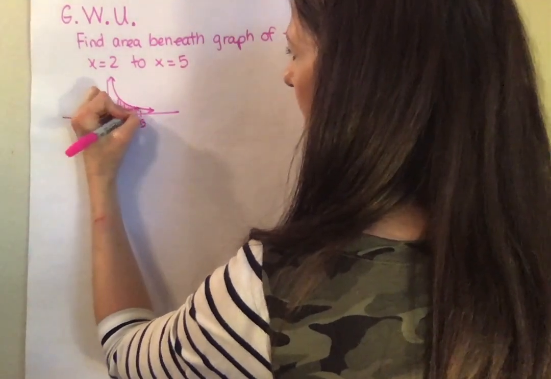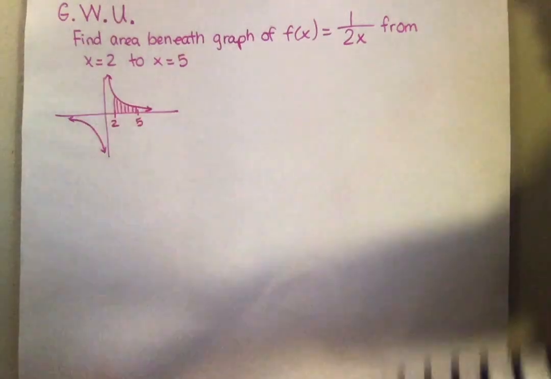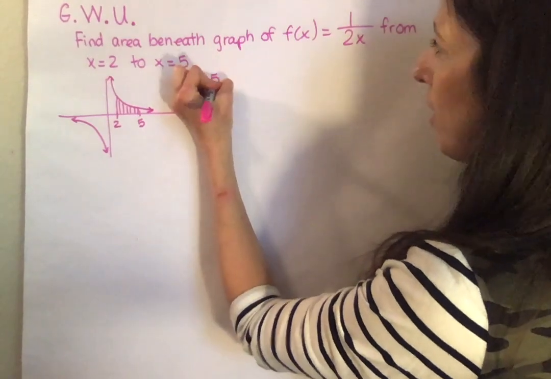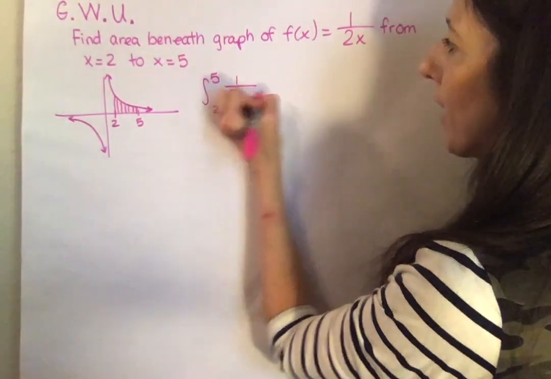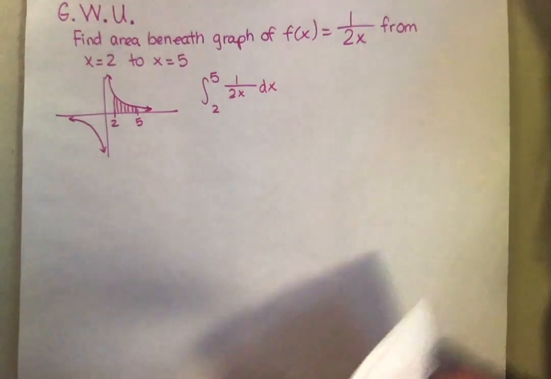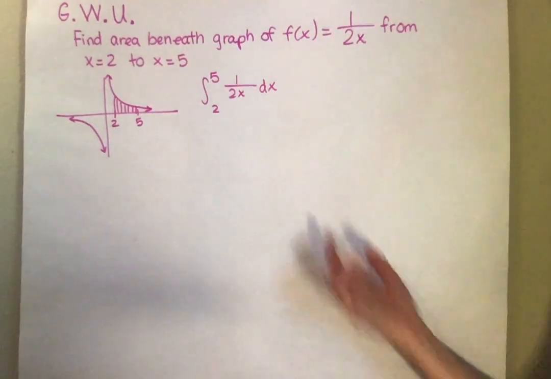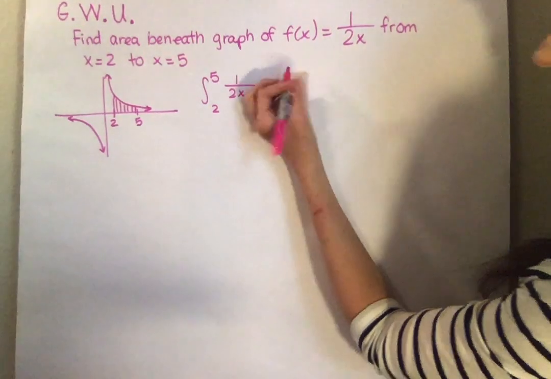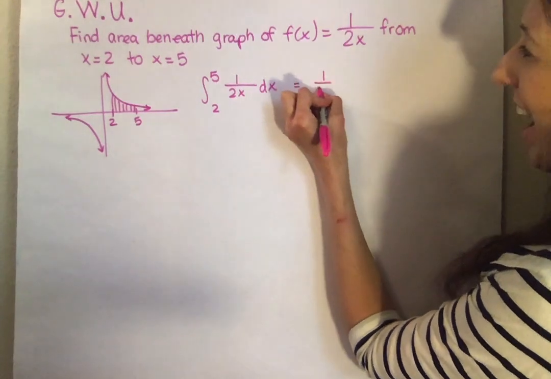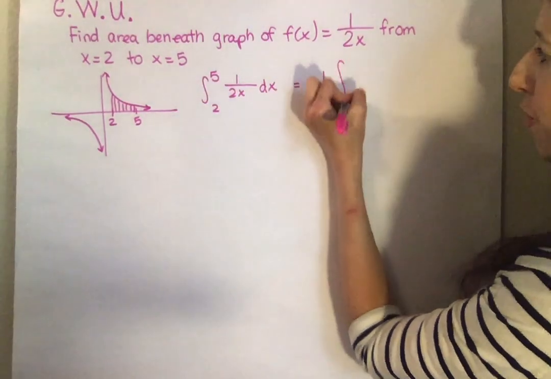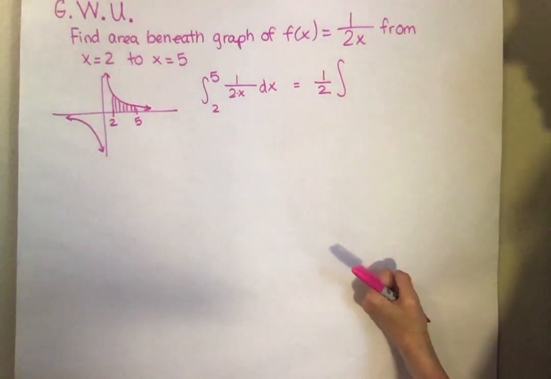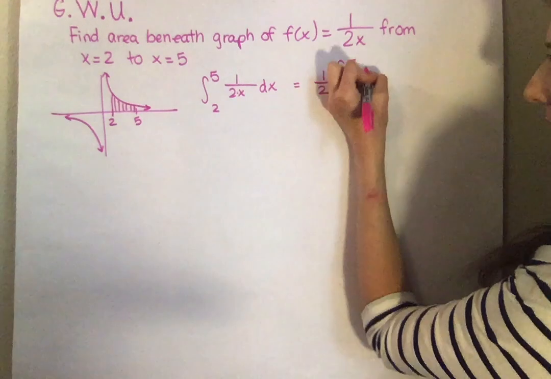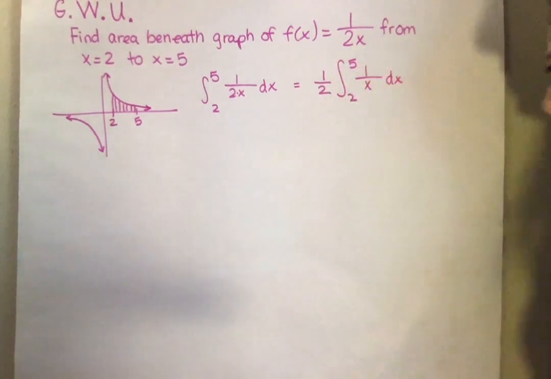So this time we don't have a top curve and a bottom curve. We just have one curve. So the area is just going to be the integral from 2 to 5 of 1/2x dx. As it's written, we would need some u sub because we don't have a 1/x, we have a 1/2x. But we can factor that 1/2 and bring it in front because that's really the same as just a constant times x there. So let's bring that out in front. And then we're just integrating 1/x dx.